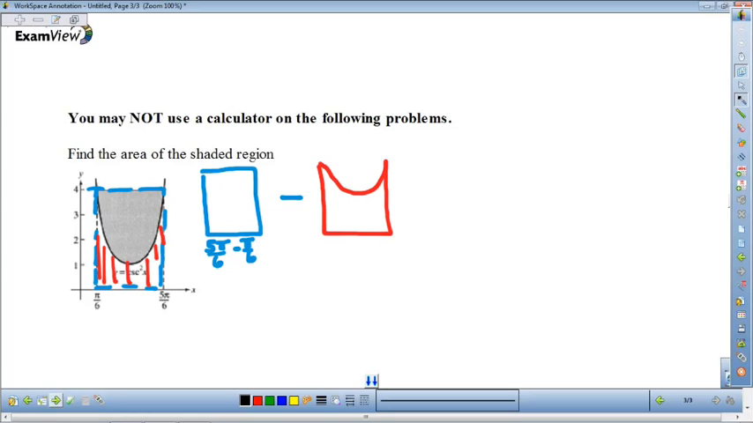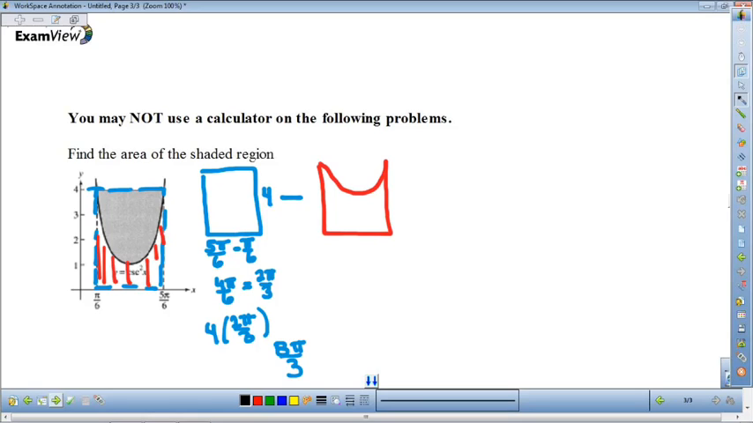So the rectangle is really easy to find. The area is just the base, which is going to be 5 pi over 6 minus pi over 6, times the height. And the height is given to be 4. So the area of the rectangle is going to be 8 pi over 3. So now we're going to have to subtract the area under the curve of cosecant squared.